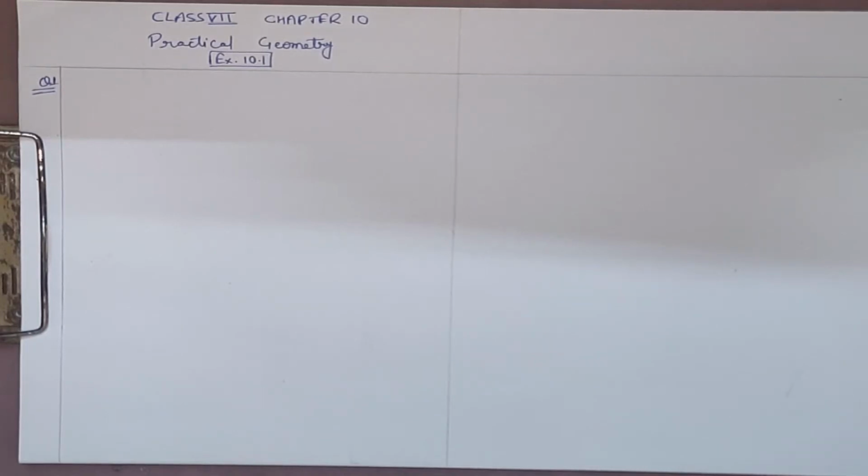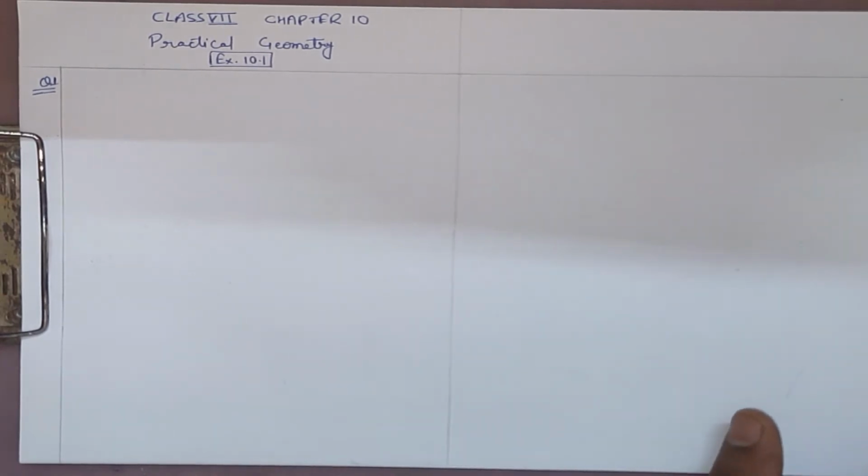Hello everyone. So today we are going to discuss practical geometry of class 7th, that is chapter 10. In this chapter, practical geometry, as the name suggests, is basically the construction of triangles. So let's see the first question.